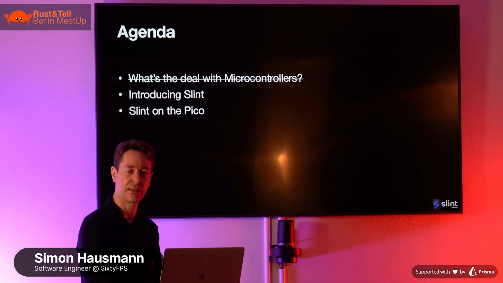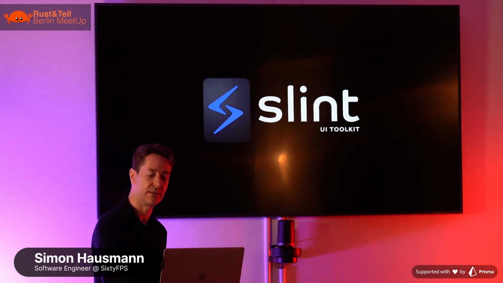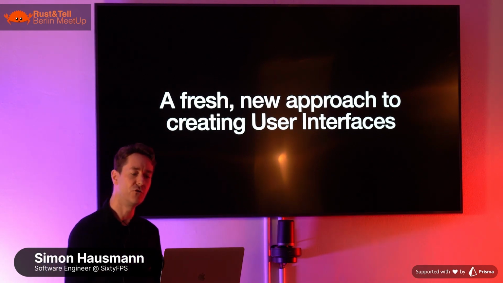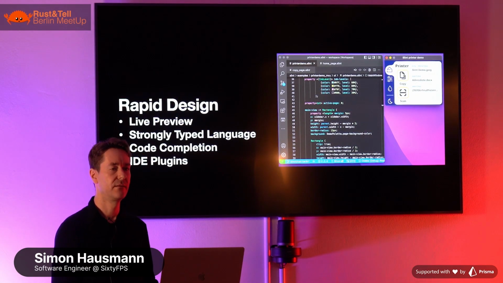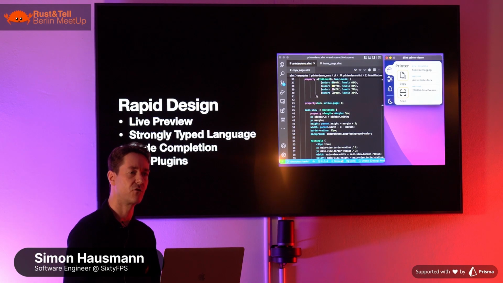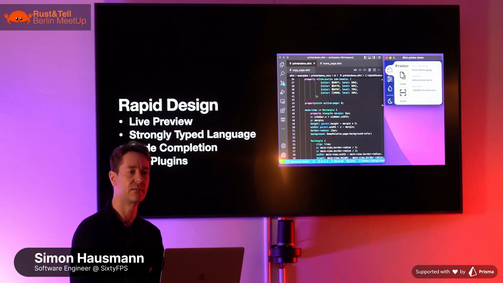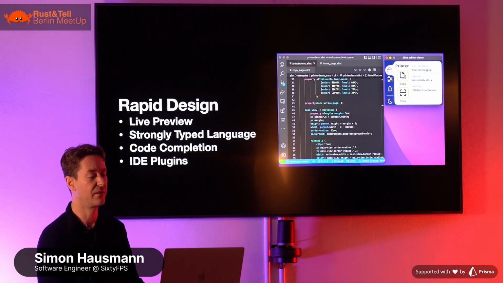I want to talk a bit about what Slint is, so you have an idea of the context. We're a UI toolkit. Our basic philosophy is that we want to provide a fresh, new approach to creating user interfaces on devices and laptops and the like. The basic principle is that we want to enable rapid design. We have a design language that we use, and it is strongly typed. So it's not like JavaScript, but closer to Rust in that sense. It's strongly typed. It tells you when there are mistakes, whether you make them accidentally or intentionally.